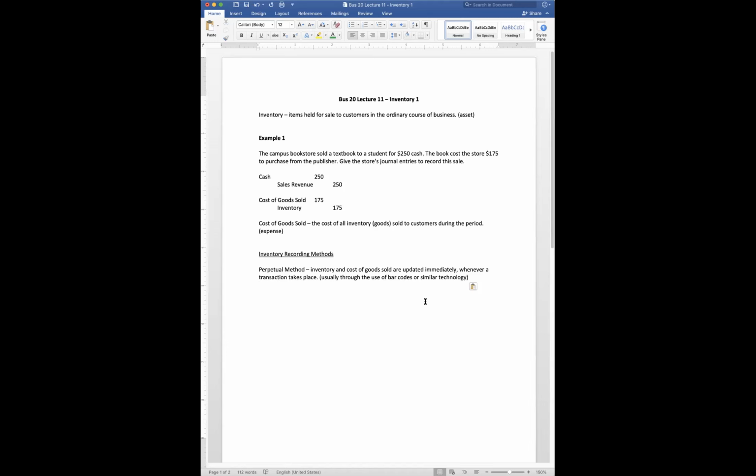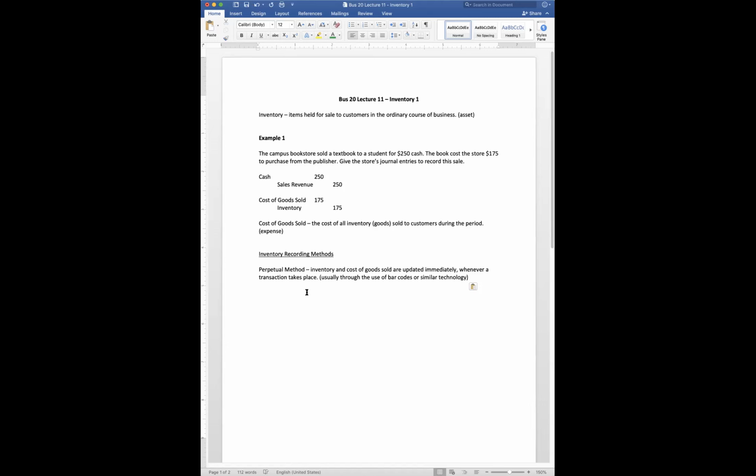Essentially, what this means is that whenever we have any transaction that hits inventory or cost of goods sold, we update it immediately. So just like we did here in this example, the moment we sold the book, we had our journal entry and recorded it instantly. So no laziness here. We are automatically updating right away. Kind of like we do with cash. Cash is always updated right away.